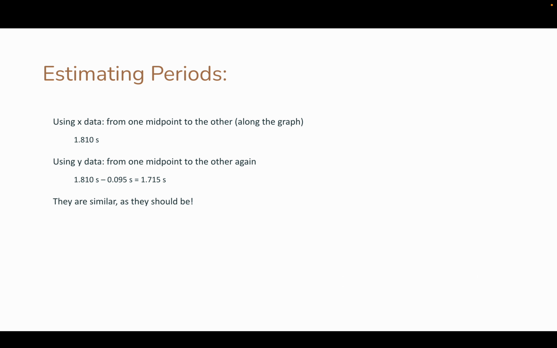Estimating the oscillation periods. From the x position data, we measured one midpoint crossing to the next, which gives a period of about 1.8 seconds. From the y position data, doing the same analysis gives roughly 1.715 seconds, about 0.095 seconds shorter, which is 1 frame interval of difference, likely a tiny tracking offset. The two estimates are close enough to make physical sense, since the mass is one system, so both directions should oscillate with the exact same underlying period.